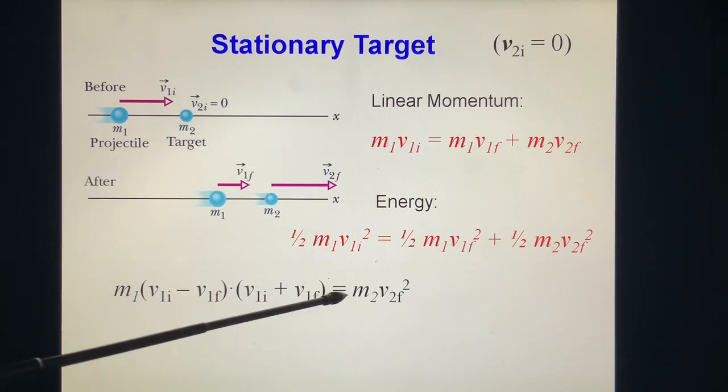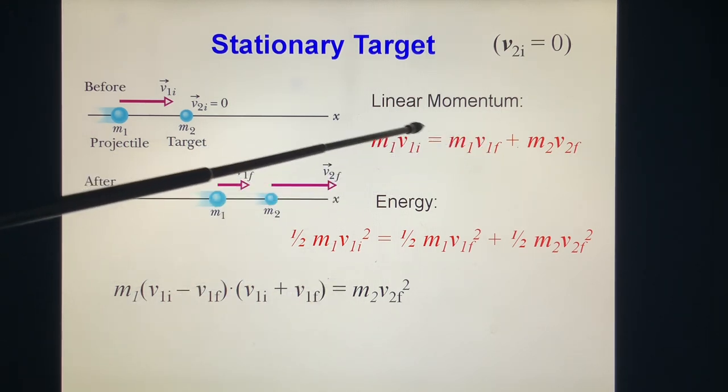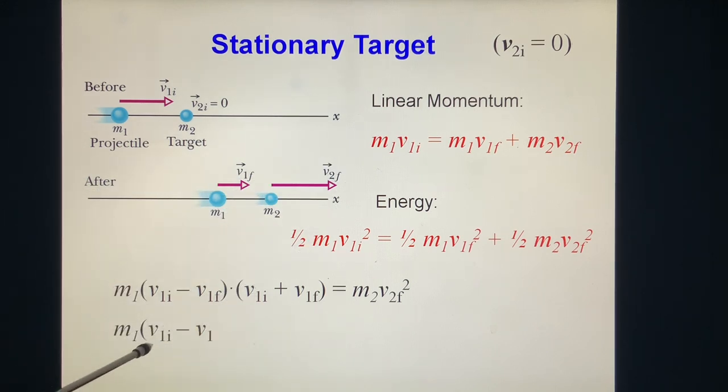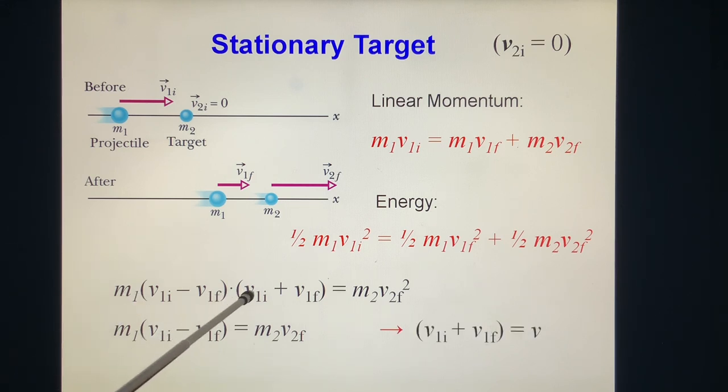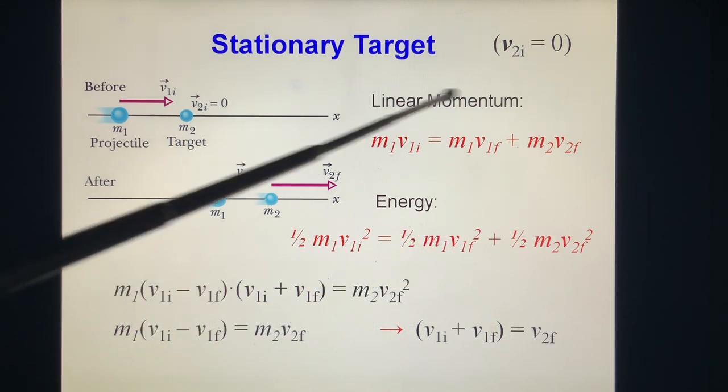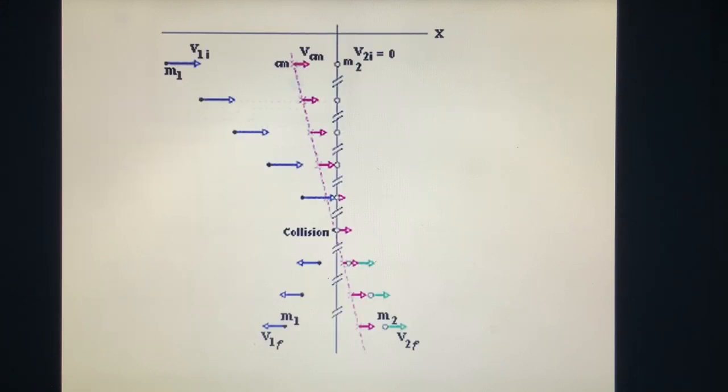And look at this one. We move this one over, because m1 (v1i minus v1f) equals m2 v2f. And we look at this, it is the same part. So we divide one by the other, and we find v1i plus v1f equals v2f. So with this equation plus the linear momentum equation, it is very easy. Look at the two equations: the speed of the center of mass is always constant, before collision and after collision.